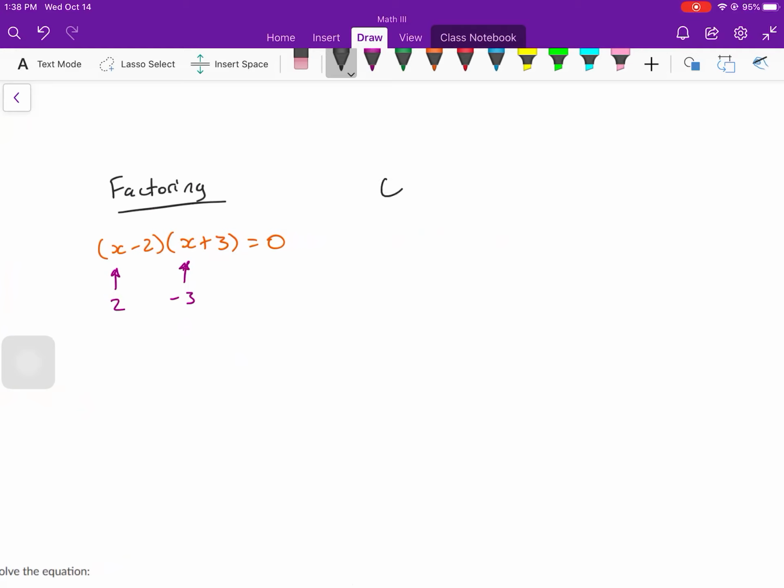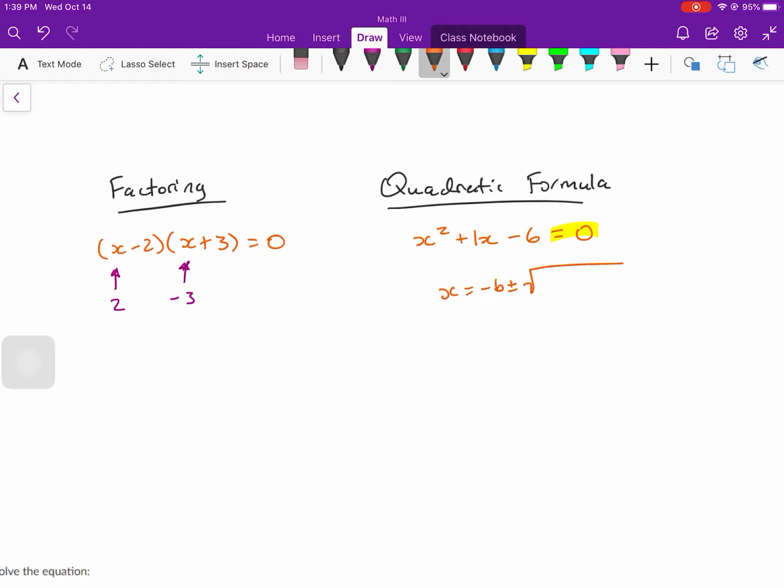Then quadratic formula, you should already know. So that's when you have a quadratic. Let's just say x squared plus 1x minus 6 equals 0. Main thing, it has to equal 0, and then we run it through the whole quadratic formula. X equals negative b plus or minus the square root of b squared minus 4ac all over 2a. Yes, I have that memorized.